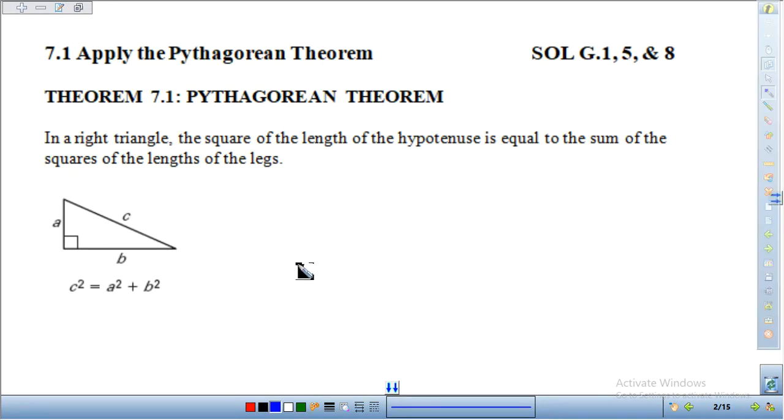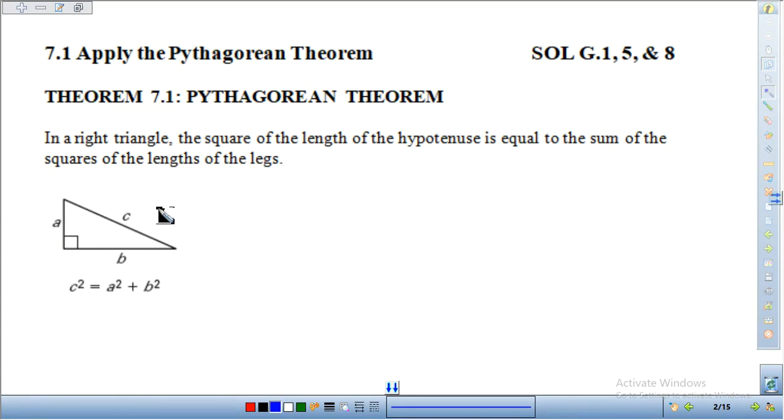Today we're going to talk about the Pythagorean theorem and applying it in geometry. So first of all, we're going to start off with the theorem, theorem 7.1, which is the Pythagorean theorem. It says that in a right triangle, the square of the length of the hypotenuse is equal to the sum of the squares of the lengths of the legs.